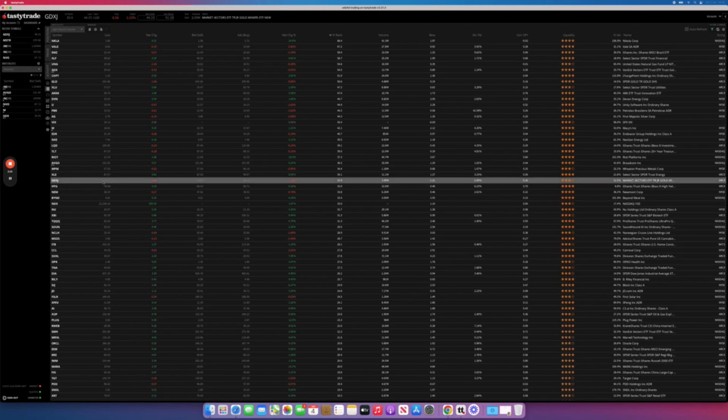We've got GDXJ here that's trading at just over $44 a share. We've got an IV rank of 33.9 and an absolute IV level of 31.5%, which I think we'll be able to find a good position for.